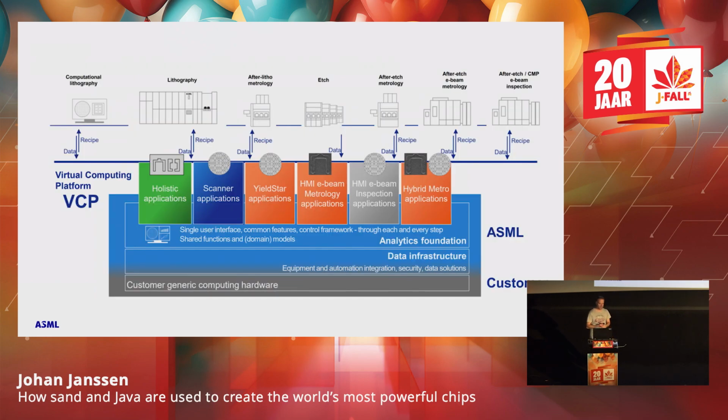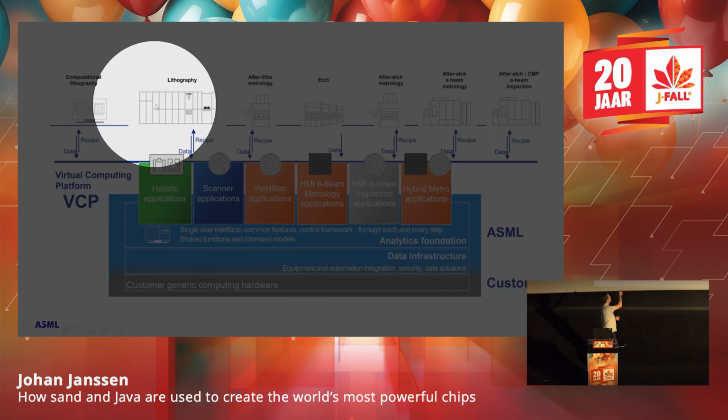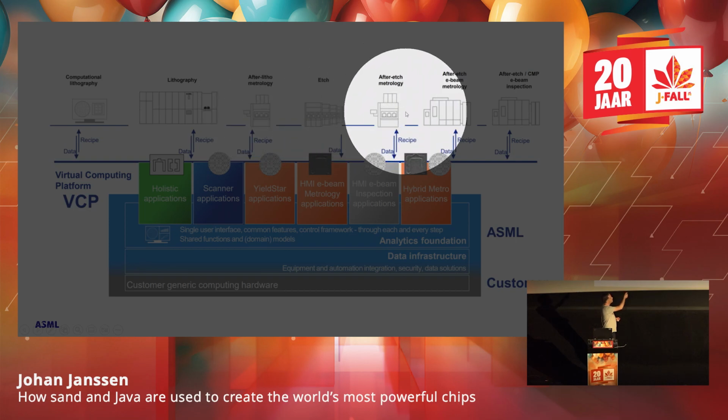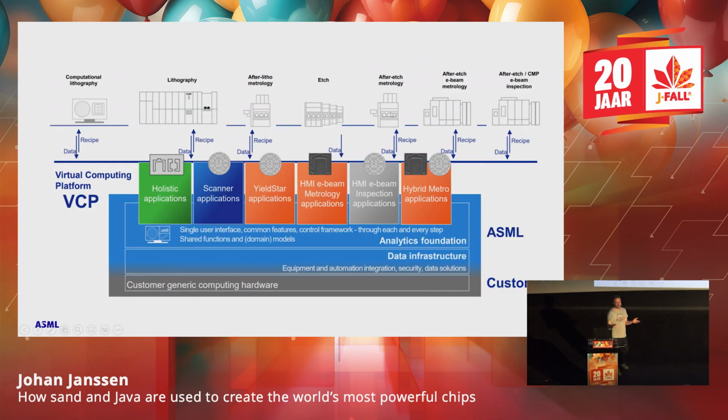All that data, both from the lithography machine, so the one we saw before, which does the printing, and these metrology machines and other machines, is combined into a platform. So there's a lot of data going in, and the end result should be recipes, as they call it, to recalibrate the machine for better performance.